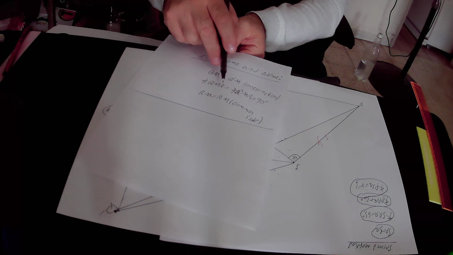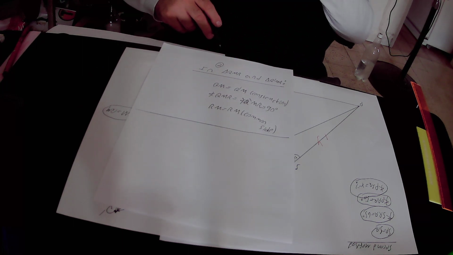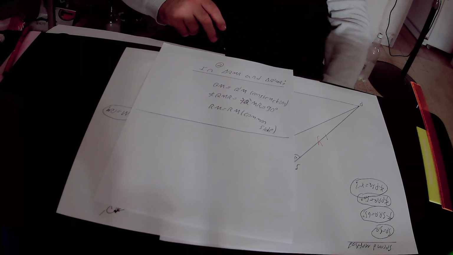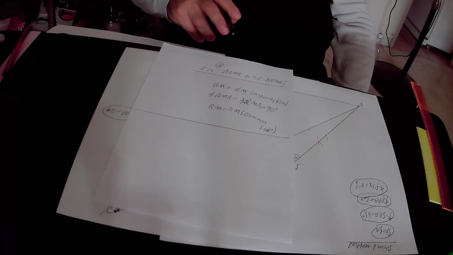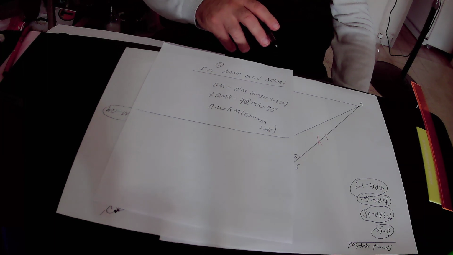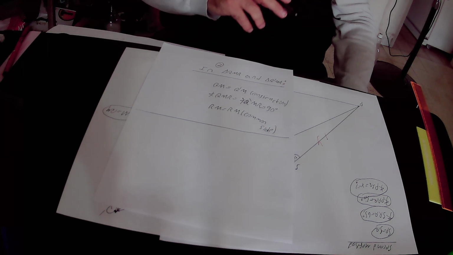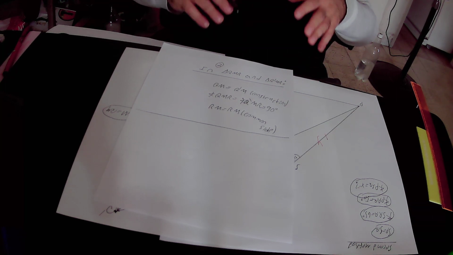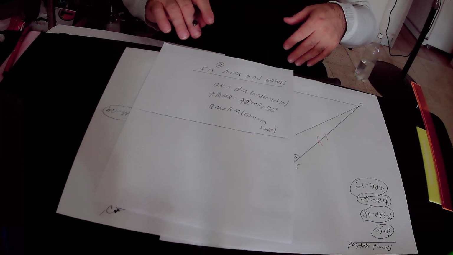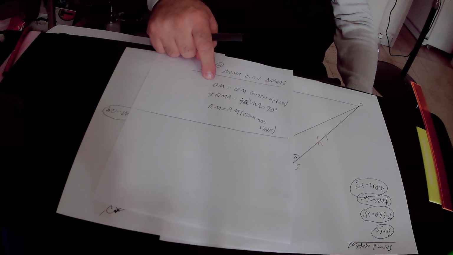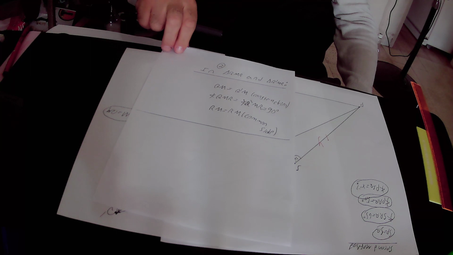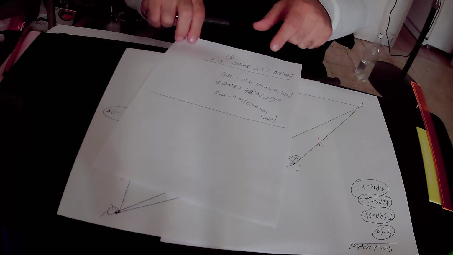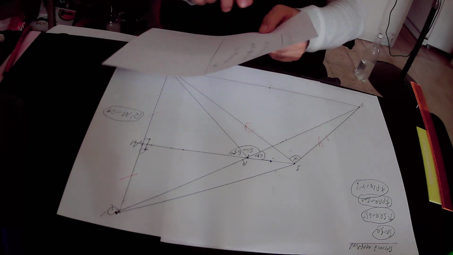RM equals RM is a common side. So we actually proved that the right small triangle QMR can go into the right small triangle Q dash MR according to side angle side rule. We have one side, angle, and the other two sides. Those two triangles can go into each other according to side angle side rule.